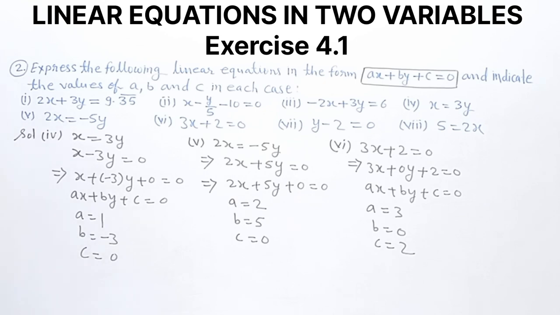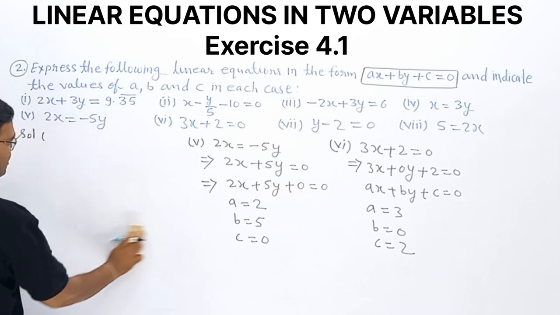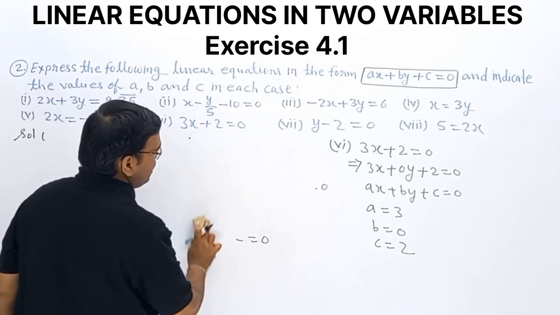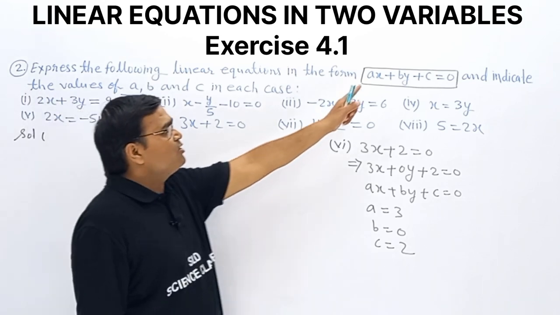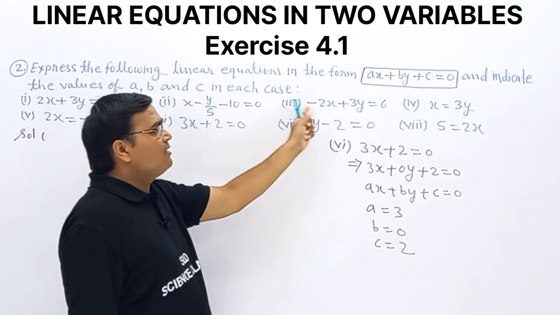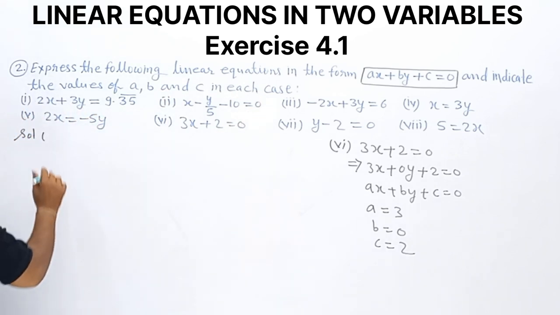Now next question, the 7th one I am taking. Question number 7 and 8, two questions are remaining. All questions are simple. Once we know the general form of a linear equation in two variables, we will write in this form and then compare ABC, then we can find the values.